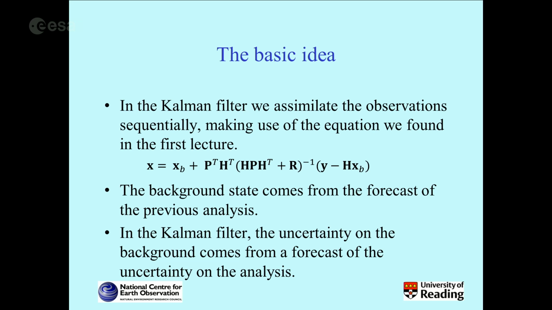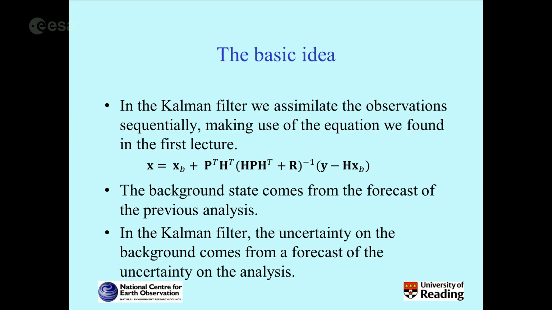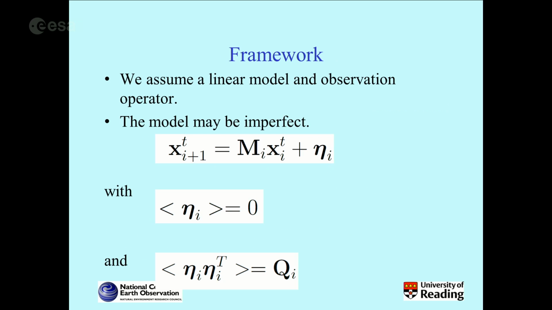But in this case, what we're going to see, and it'll become clear in a moment, is that the background state comes from the forecast of the previous analysis. But the thing about the Kalman filter, which is not the case in variational methods, is that the uncertainty in the background also comes from a forecast of the uncertainty on the analysis. So let me just set up the problem first, and then we'll look at a picture.